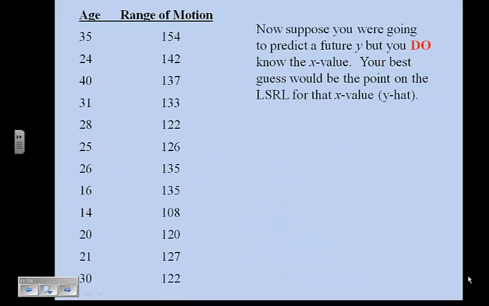Now, suppose we do know the x's. We do know the ages. Well, if we do know the ages, then our best guess is not the y bar, it's the least squares regression line. We plug it into our calculator, we graph our scatter plot, and there's our least squares regression line. That's our best guess. So now let's calculate the residuals again.